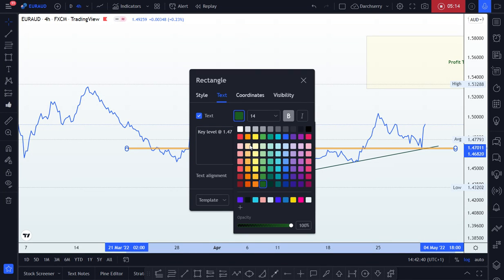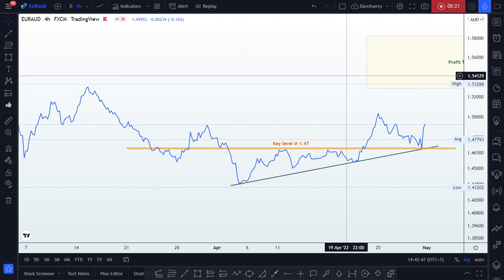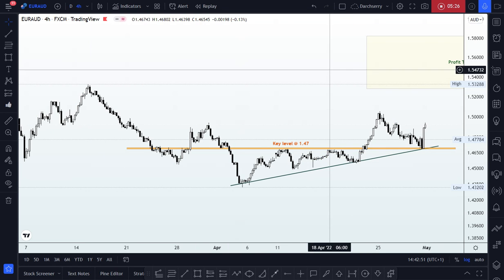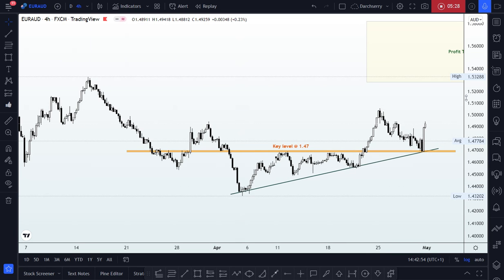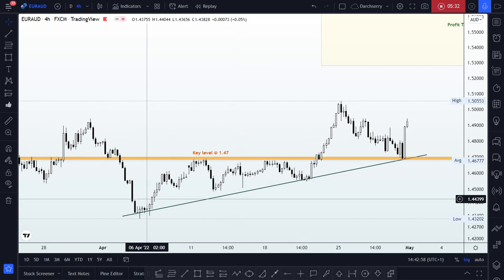Good. And then we want to put it right at the top of the yes. So let it be in the center. So we have 1.47 as our yardstick going into the coming week. So what we want to be looking out for here is this place.